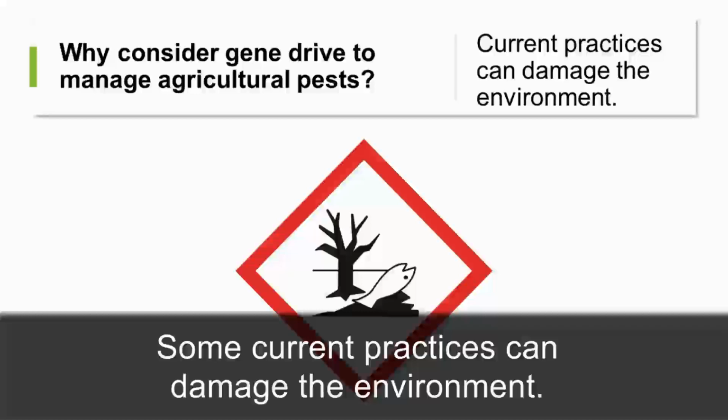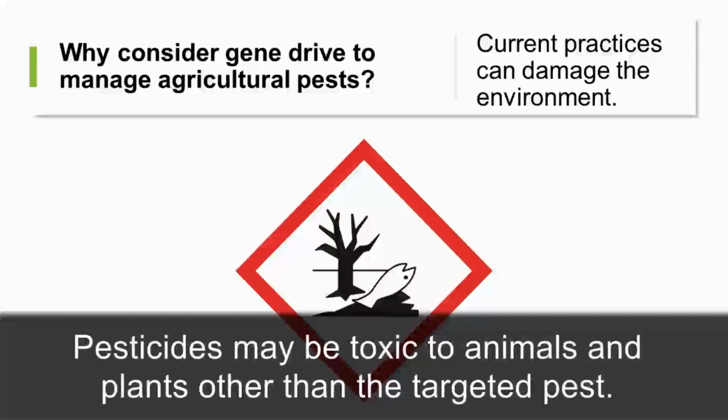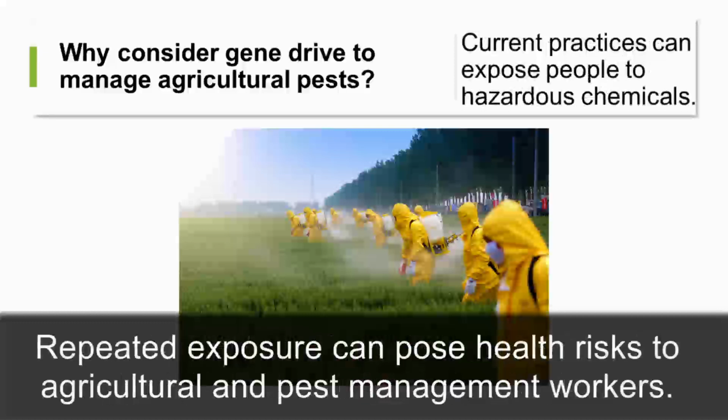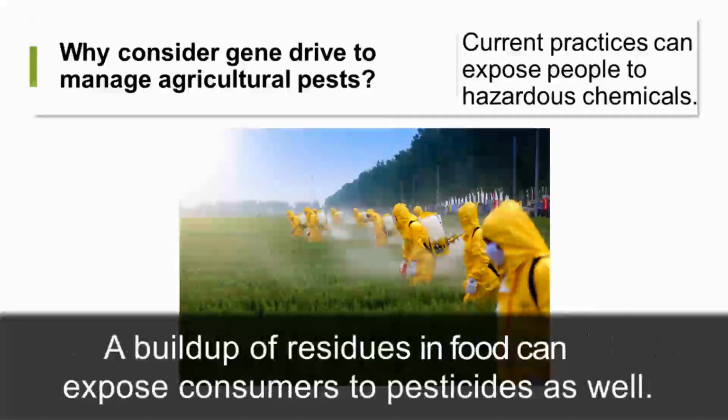Some current practices can damage the environment. Pesticides may be toxic to animals and plants other than the targeted pest. Current practices can expose people to hazardous chemicals. Repeated exposure can pose health risks to agricultural and pest management workers. A buildup of residues in food can expose consumers to pesticides as well.